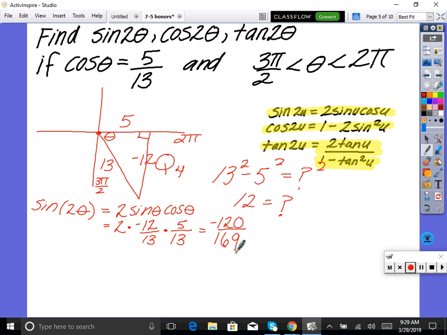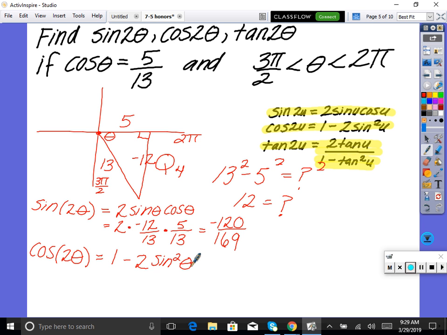All right, let's move on to cosine of 2 theta. Now, once again, we only have cosine of theta, so we've got to change it so that in our equation we only have thetas. Well, remember with cosine of 2 theta, there were 3 different formulas we could have used, correct? It doesn't matter which one you use. They are all the same mathematically. So I'm randomly choosing 1 minus 2 times sine squared theta.